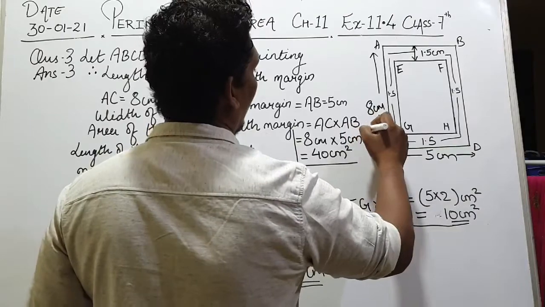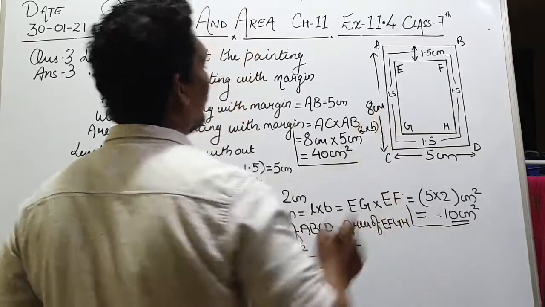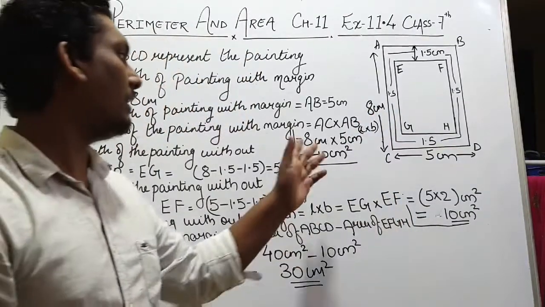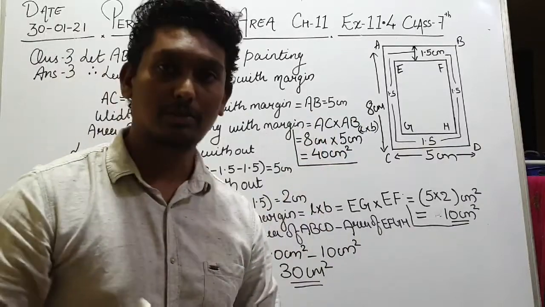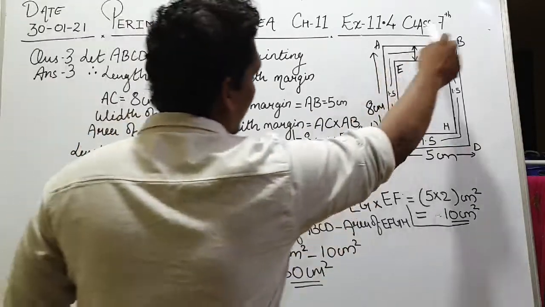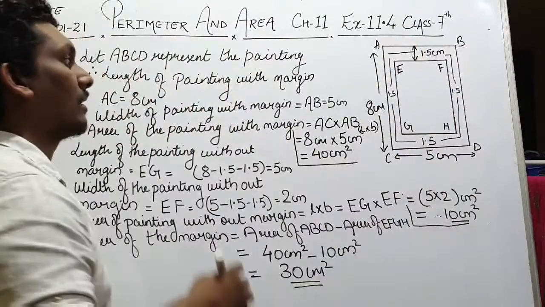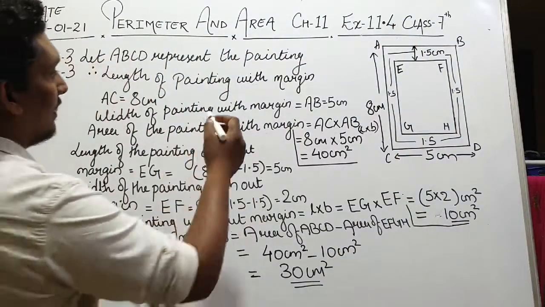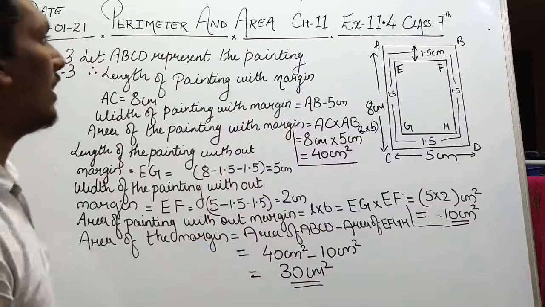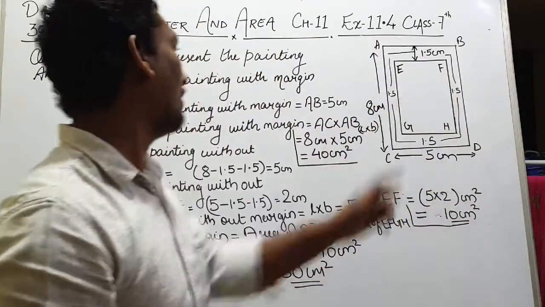I'm just writing here length into breadth. So length into breadth, that is 8 into 5, 40 centimeters square. This is all about the cardboard ABCD with margin. Now we are talking about EFGH.